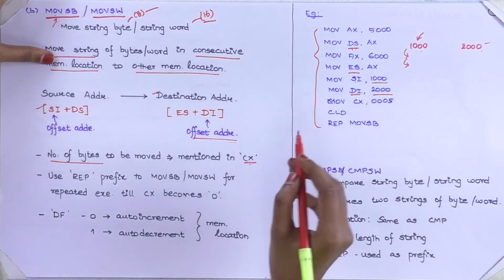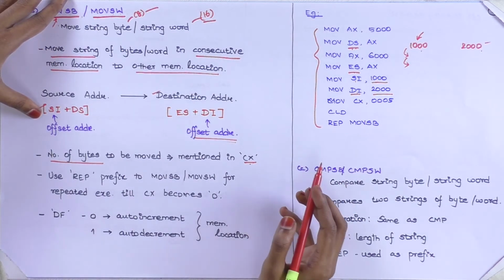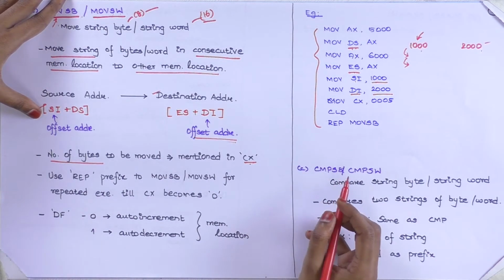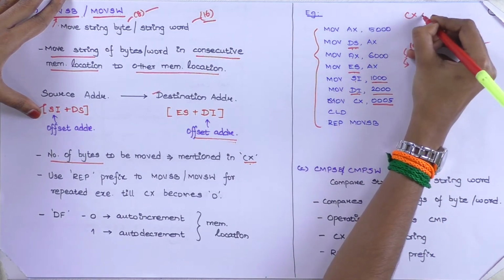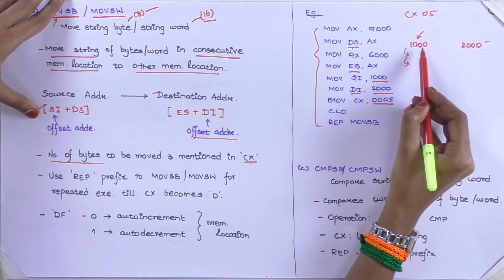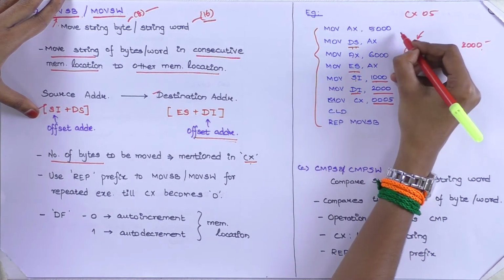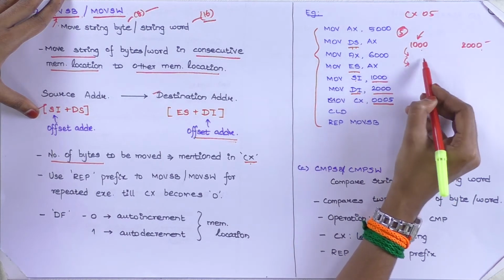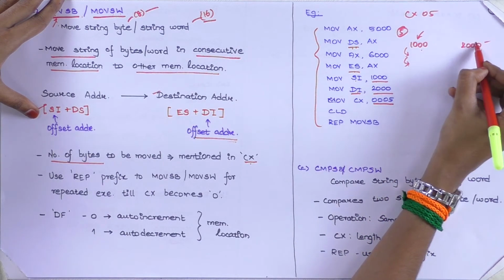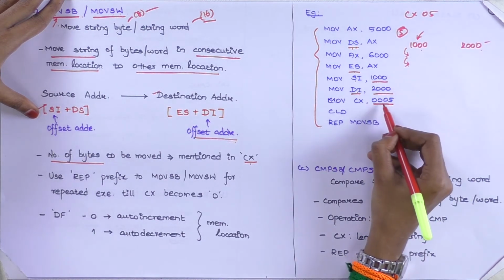Fine. Okay. And then there will be a confusion. In this program I have taken 05, which means that from 1000, 5 consecutive memory locations have been taken and the values from them should be shifted to 2000. So that is the program here.